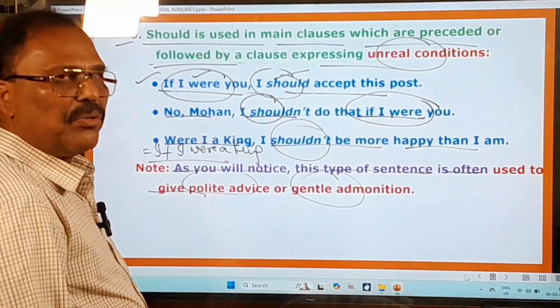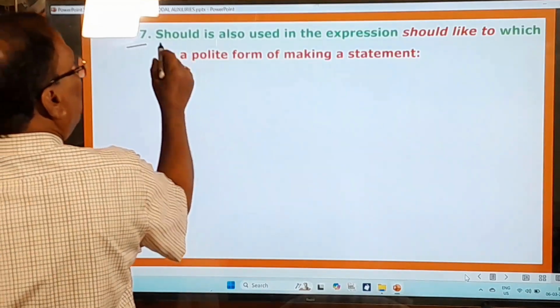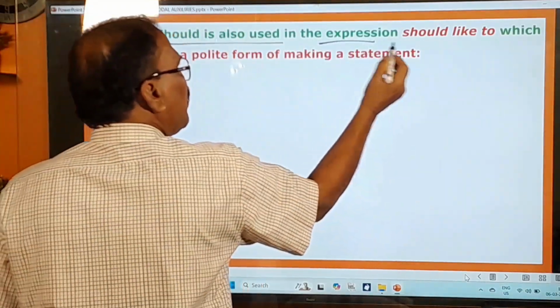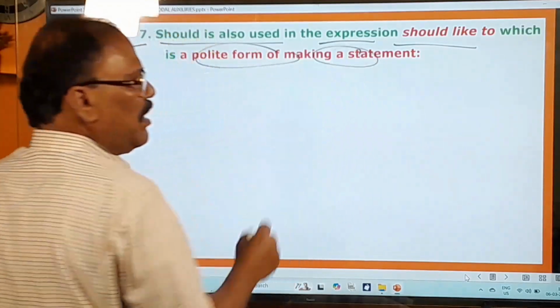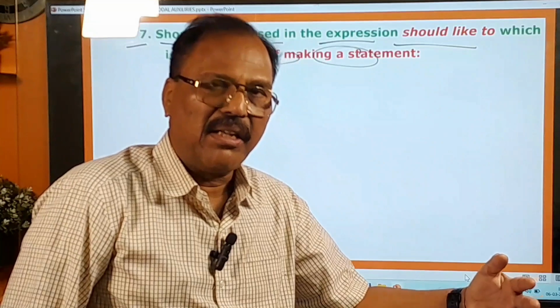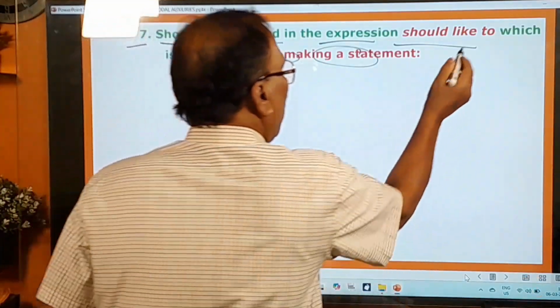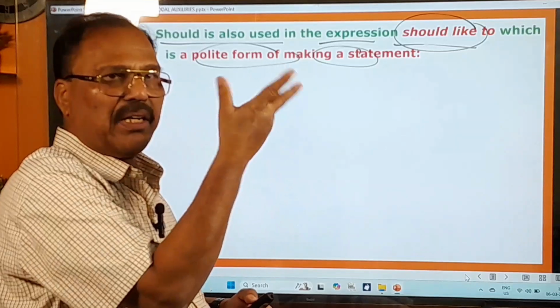Now you move on to learn other important things. Seventh rule is that should is also used in the expression should like to, which is a polite form of making a statement. Whenever you want to make a polite statement, then you must use the should like to. Should like to is very important. Please, this is a spoken English skill also.